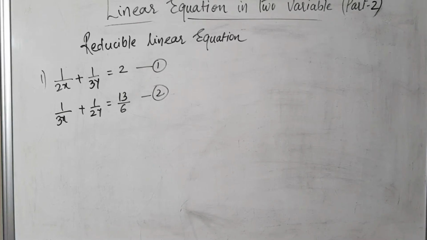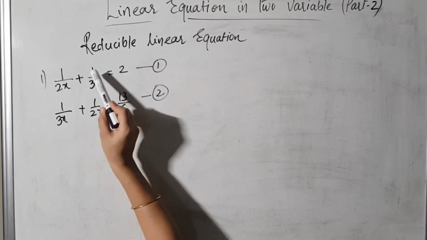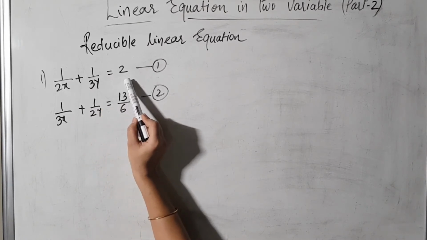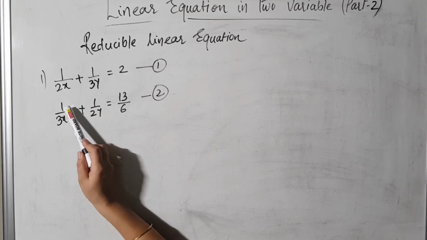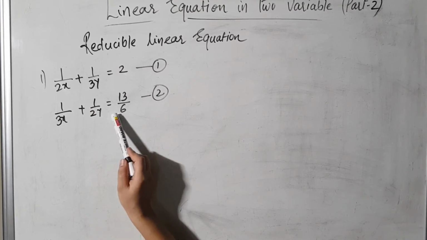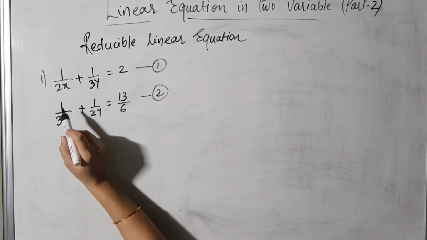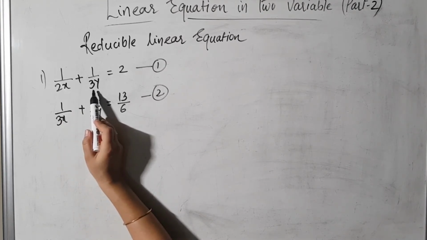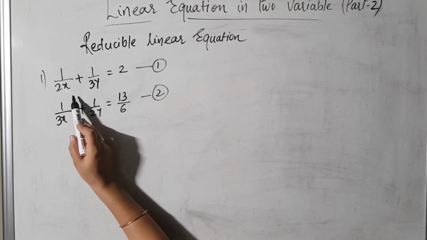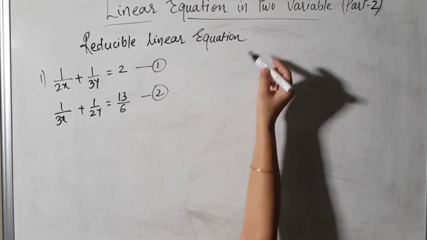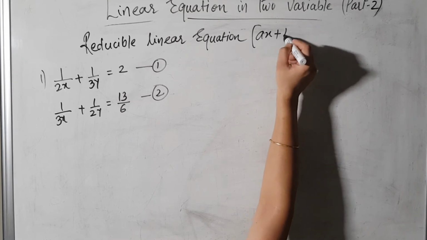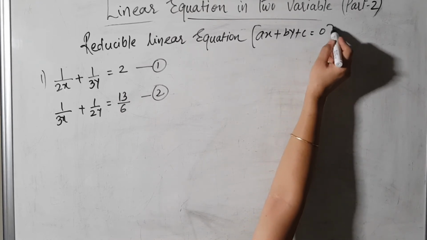Now we'll see the third type, that is reducible linear equations. See, now the equation is: 1 by 2x plus 1 by 3y equals 2. The next equation is 1 by 3x plus 1 by 2y equals 13 by 6. Here you will see that x and y are in denominators. So we'll change them accordingly. We'll bring them into this form: ax plus by plus c equals 0.